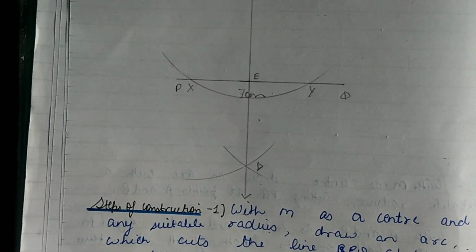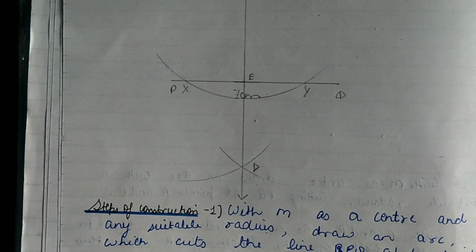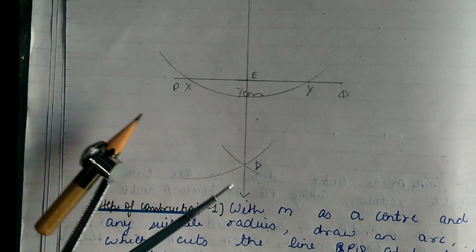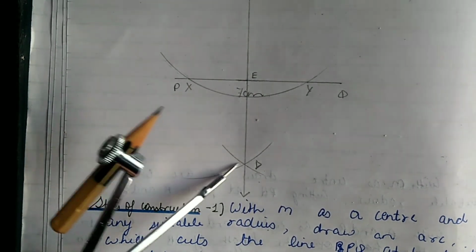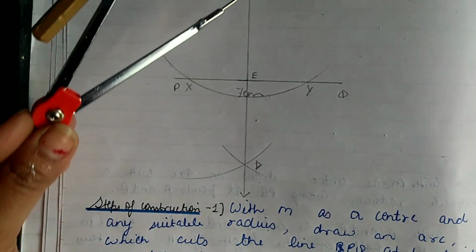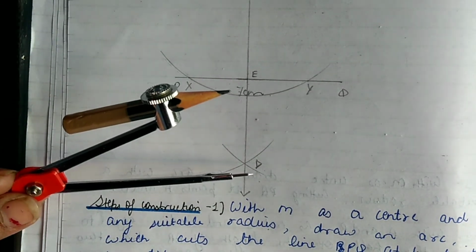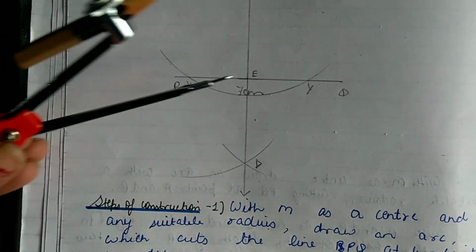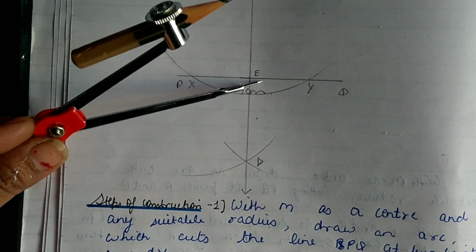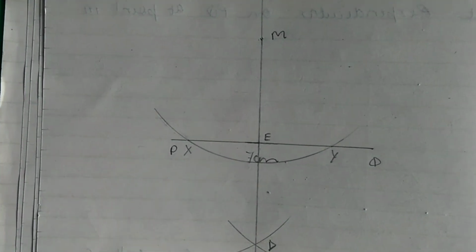With X and Y as center, you have to draw two arcs of equal radii more than half the length of XY. It will intersect each other at point D below the line segment PQ. Then you have to join M to D. It means it cuts the line PQ at E, and this angle will make 90 degree here. This is the diagram. Very simple diagram.